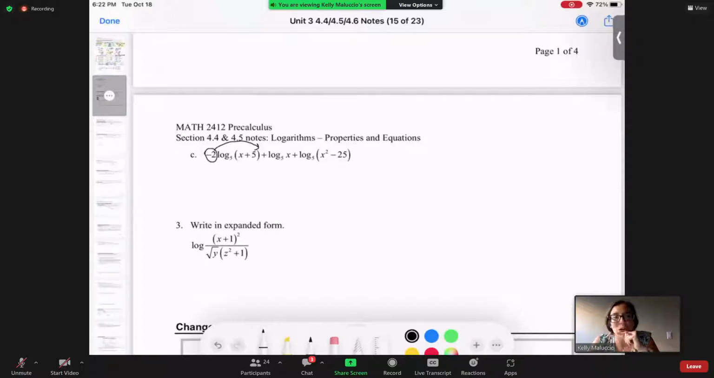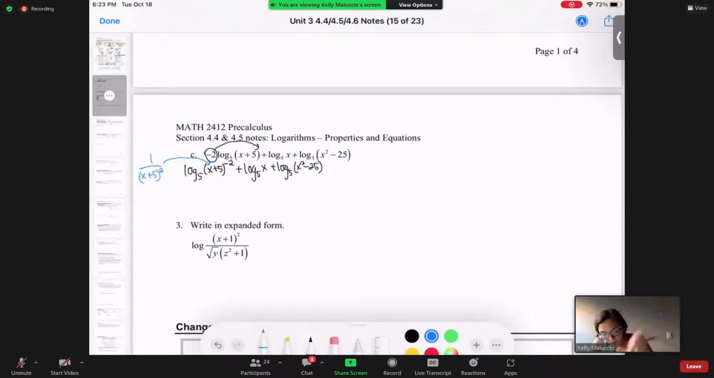Oh, actually, there's a few ways you can do this. Okay. So if you want to do the exponent thing first, then I'm going to rewrite it. We would get log base 5 of x plus 5 to the negative 2, right? Plus log base 5 of x plus log base 5 of x squared minus 25. Okay. But this right here, x plus 5 to the negative 2 is 1 over x plus 5 squared, right?